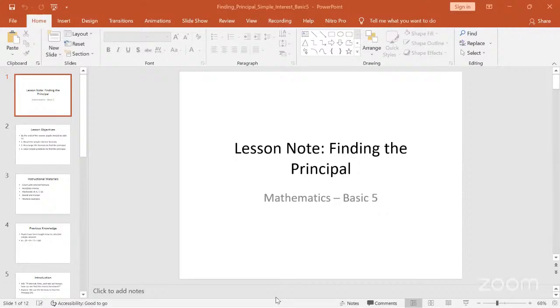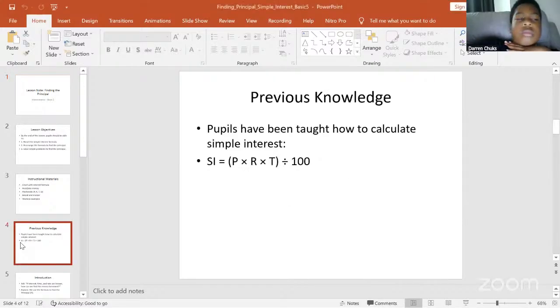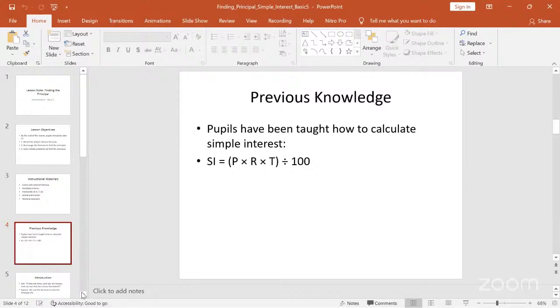Now we can find a simple interest. Today we'll be learning how to find the principal. If you remember our previous knowledge, you must have been taught how to calculate simple interest, and you must have memorized or studied the formula for finding simple interest. Very good. So let's continue.